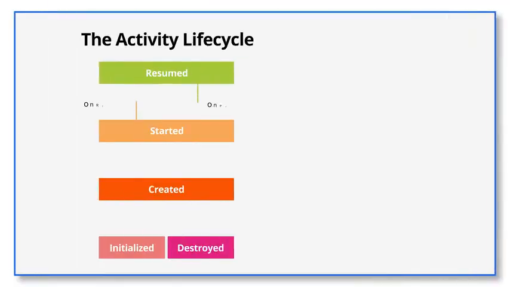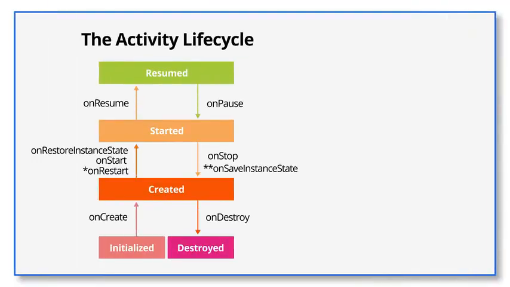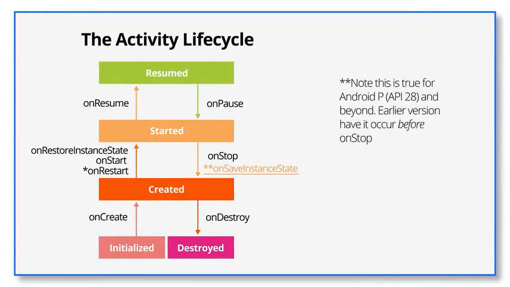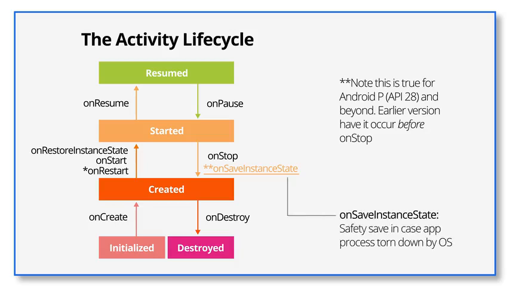onSaveInstanceState is a callback where you can save data that you might need in case the Android OS destroys your app. Now, if we take a look at the diagram, onSaveInstanceState occurs here, after the activity has been stopped. It's called when your app goes into the background and not when the app's actually restarting. You should think of the onSaveInstanceState call as a safety measure.